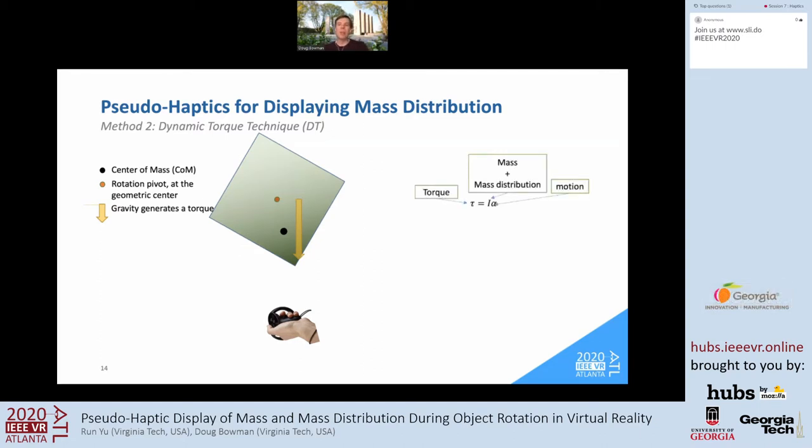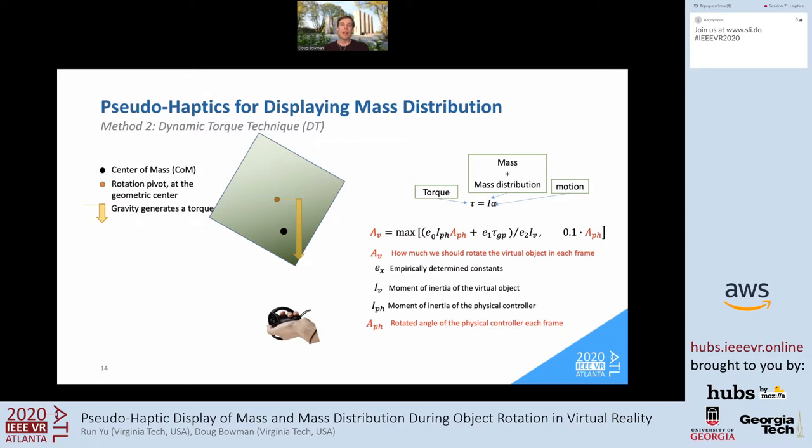And to do that, we relied on this basic equation for rotational motion. And we designed an algorithm that would generate an amount of virtual object rotation for each frame, based on how far the physical controller was rotated in that frame, the torque due to gravity and the mass distribution of the object as represented by its moment of inertia, and also the mass distribution of the physical proxy.